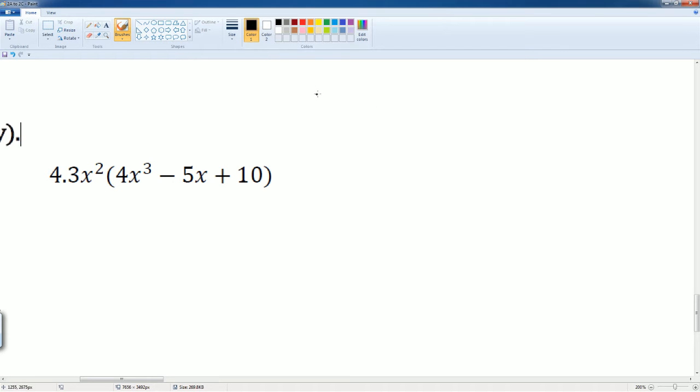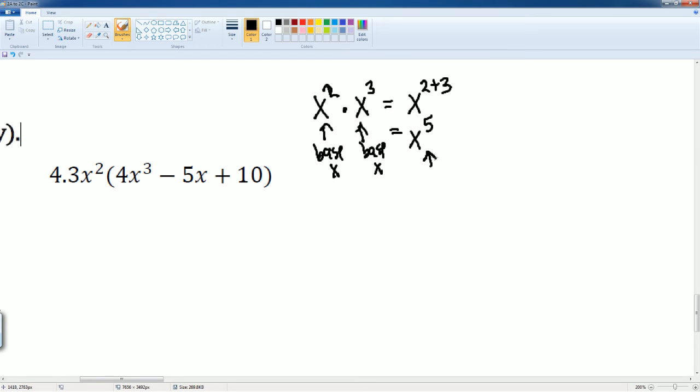Just to remind you, when we multiply exponents, like if this is x squared, multiply x to the 3, it becomes x to the 2 plus 3. So it becomes x to the 5th, right? You add the exponents. The base stays the same. This is a base of x, this is a base of x, this is still a base of x. What happens here is you add the exponents.